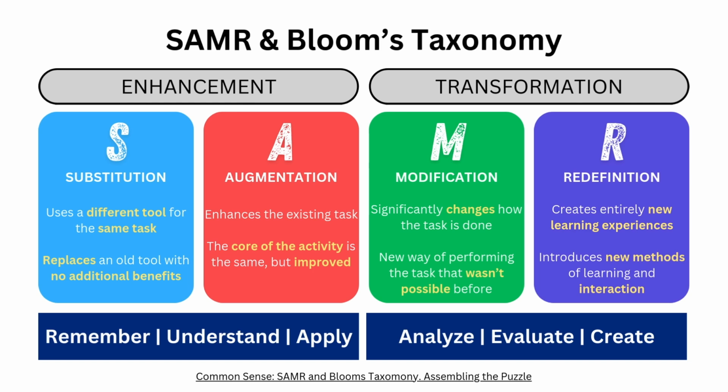Here, we revisit the alignment between SAMR and Bloom's taxonomy, two completely complementary frameworks that work together to support both cognitive development and thoughtful technology integration. Next, we see progression in both models. Bloom's taxonomy takes students from basic recall to higher order thinking, while SAMR moves from enhancing to transforming learning through technology. Together, they guide us in designing learning experiences that gradually increase in both cognitive challenge and technological complexity.